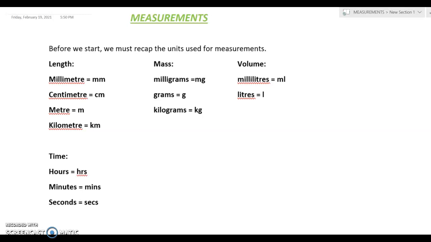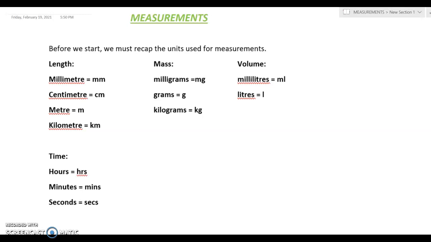Everyone, so in this video we're going to be starting measurements. So we're going to look a little bit at the common measurements that are used for length, mass, volume and time. And also we are going to look at finding perimeter and area, and then furthermore we're going to do surface area and volume and so on, right?